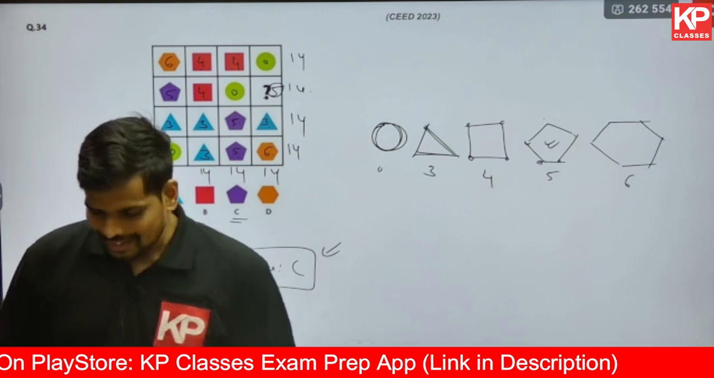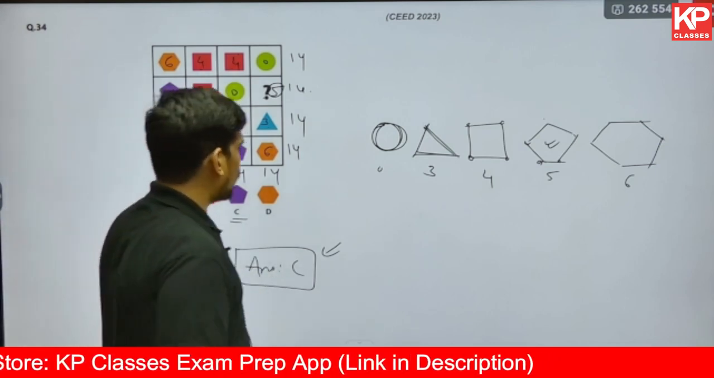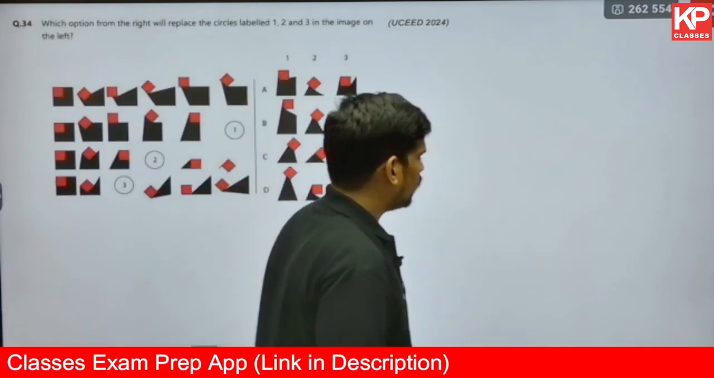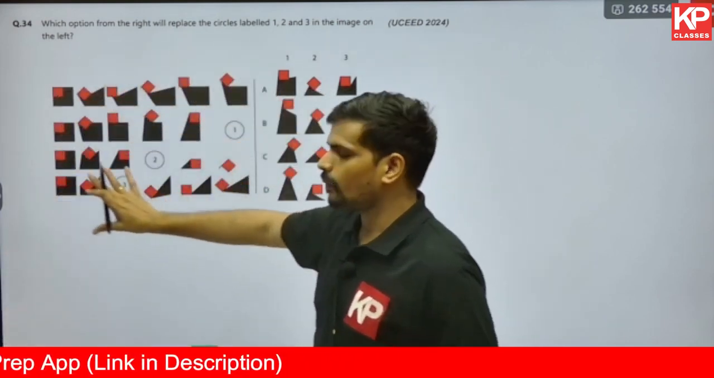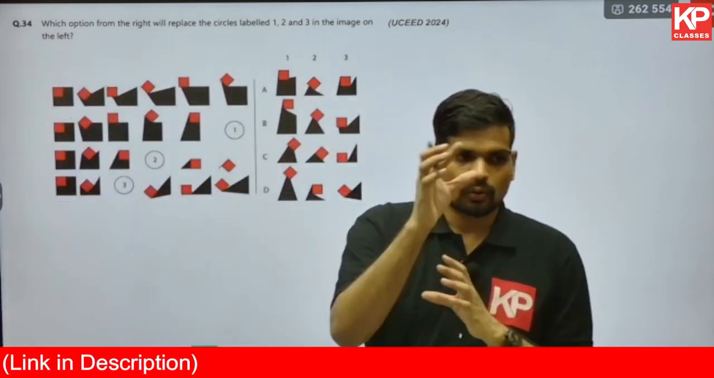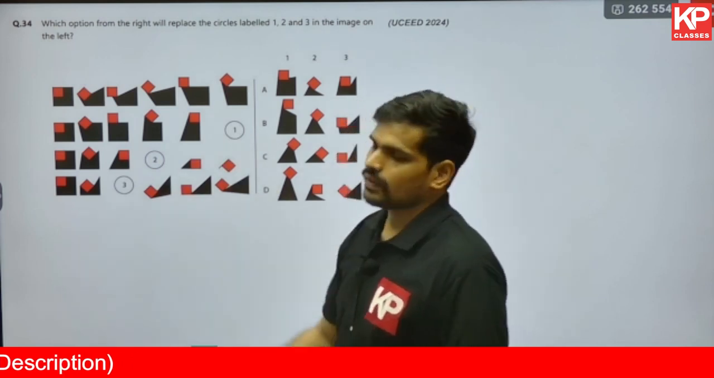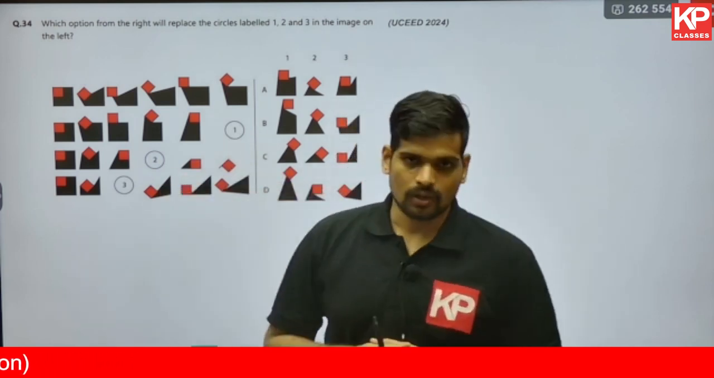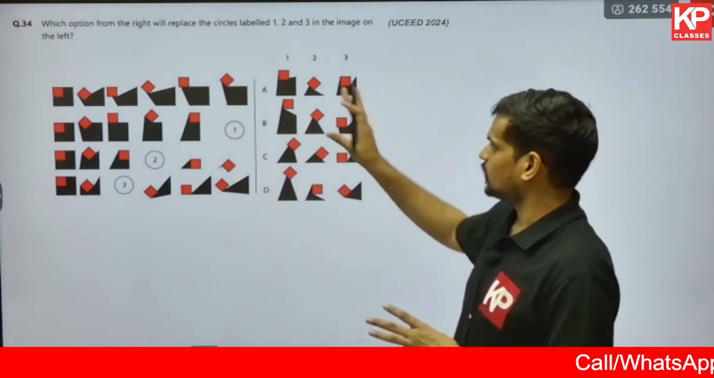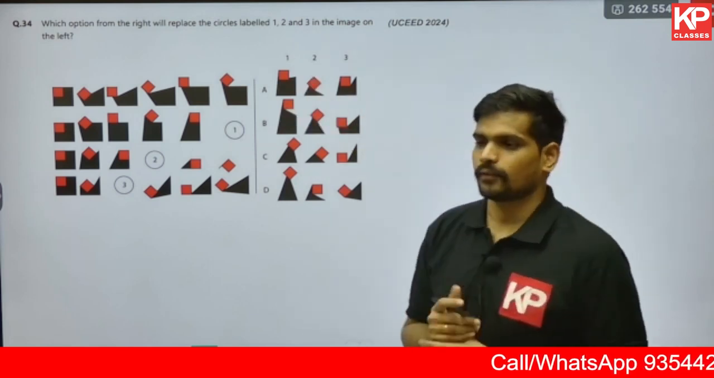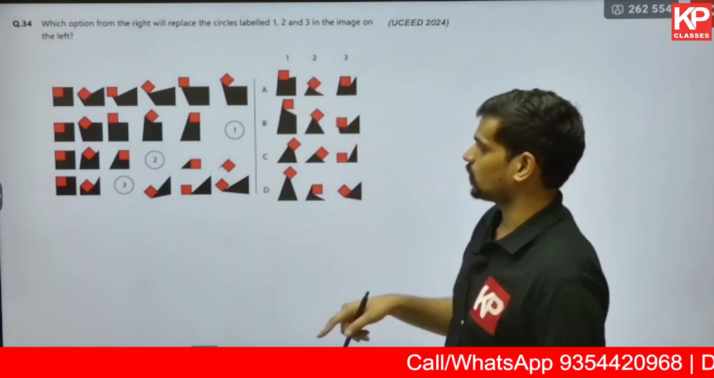So let us now move on to the next one. A grid arrangement again. There is an arrangement of various figures in the form of a grid in terms of rows and columns. We have to identify the missing objects. There are three missing objects, not one: 1, 2 and 3. You will have to select the correct answer for 1, 2 and 3. The correct figure for 1, also 2, also 3.